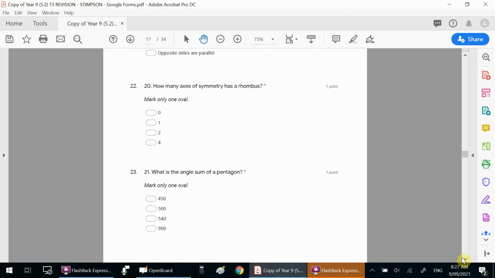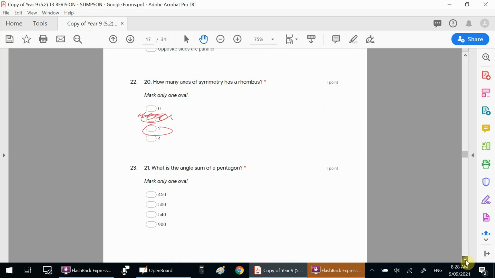How many axes of symmetry does a rhombus have? That one is 1. Going to look that up later. I think no, it's 2. I'm going to check that one. Remind me to check that later.